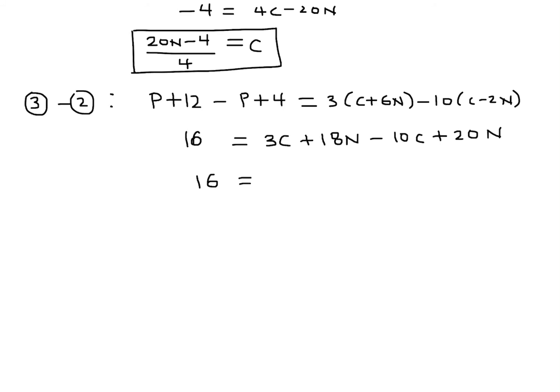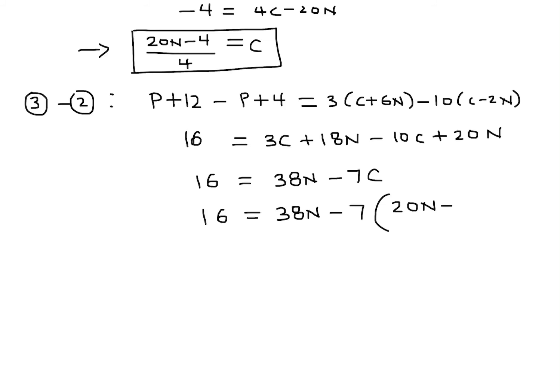We've got 38N, and we have 7C, minus 7C. All right, we can substitute this now, and we'll have it all in N. Then we can calculate N. So minus 7C is 20N minus 4, all over 4.